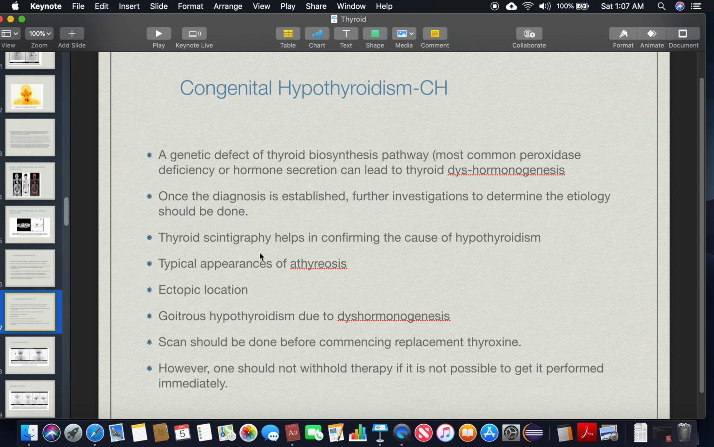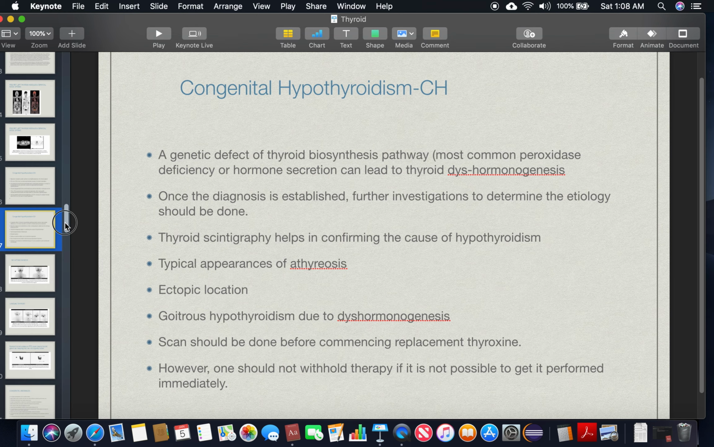How does scintigraphy help? Well, of course, if you have no uptake in the thyroid gland, then it tells you there is no gland. You can do an ultrasound and you may not find a gland, and you can do a pertechnetate scan and you may not find any uptake there. It can be in an ectopic location, and it can be a goitrous hypothyroidism because of dyshormonogenesis. So scans should be done ideally before giving replacement thyroxine.